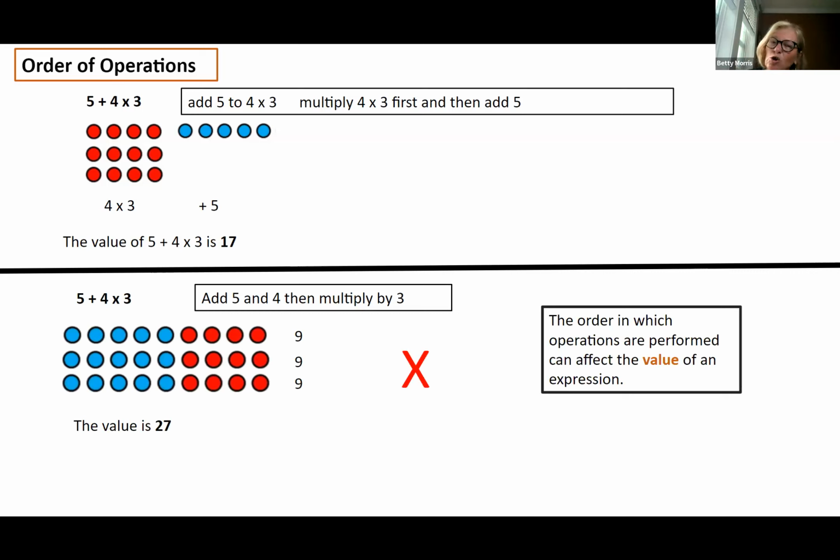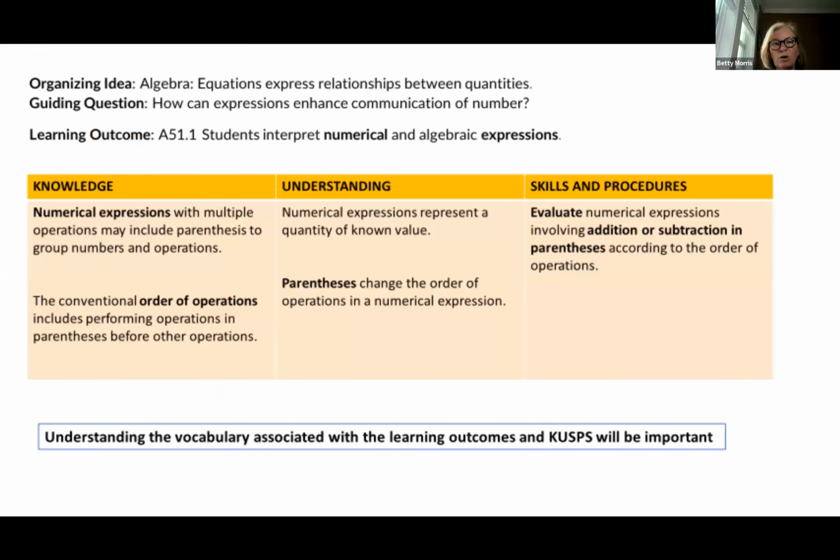And this is just to reiterate that the order in which operations are performed can affect the value of an expression. And, you know, there are rules, there are laws, that when you do the order of operations, however you say it to the students, and if you put it on that anchor chart, you don't have to put the letters, but it's so important that they understand that first. And I'm good. Now we're going into grade 5.